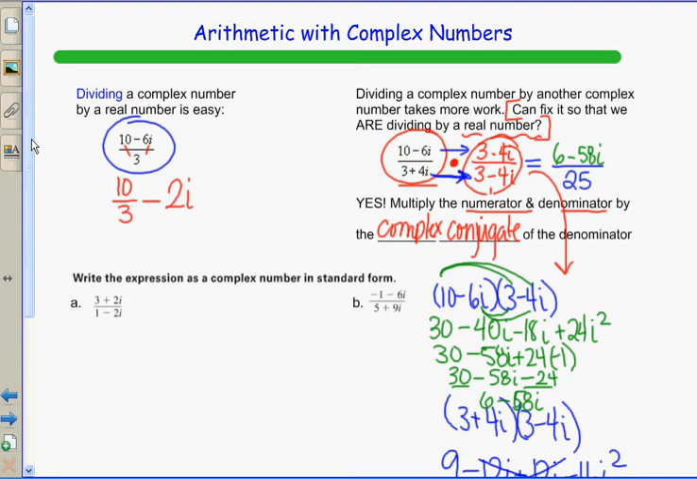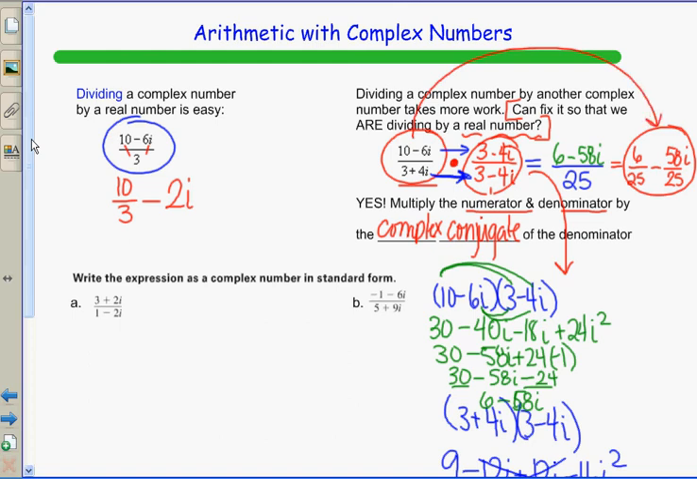Let's see. 6 over 25 is not reducible, so we have to leave it like that. Minus 58 over 25 is also not reducible. Whew, that's an ugly complex number, a fraction real component and a fraction imaginary component. But when we divide, remember, here's our new complex number answer.